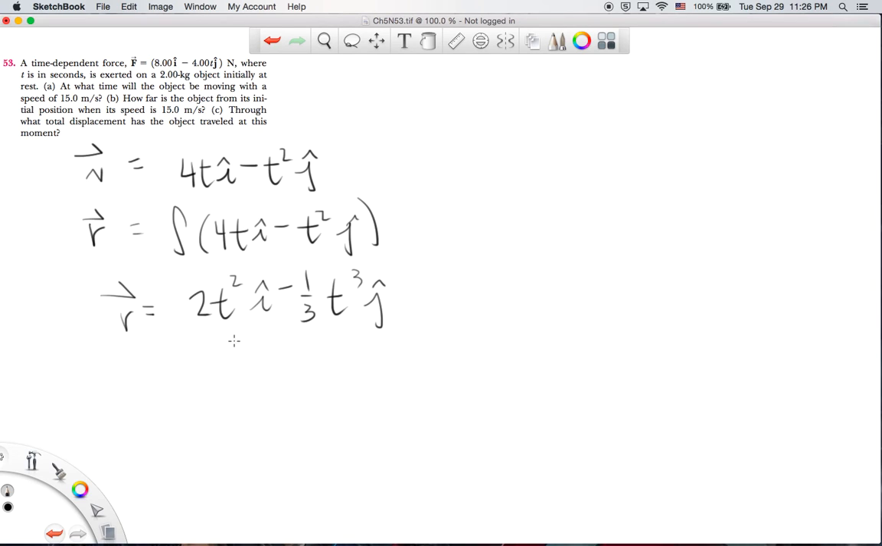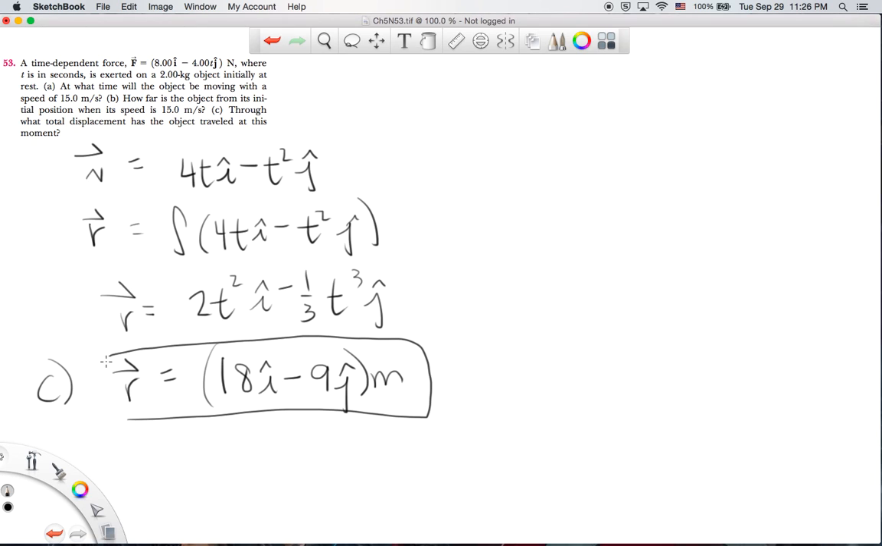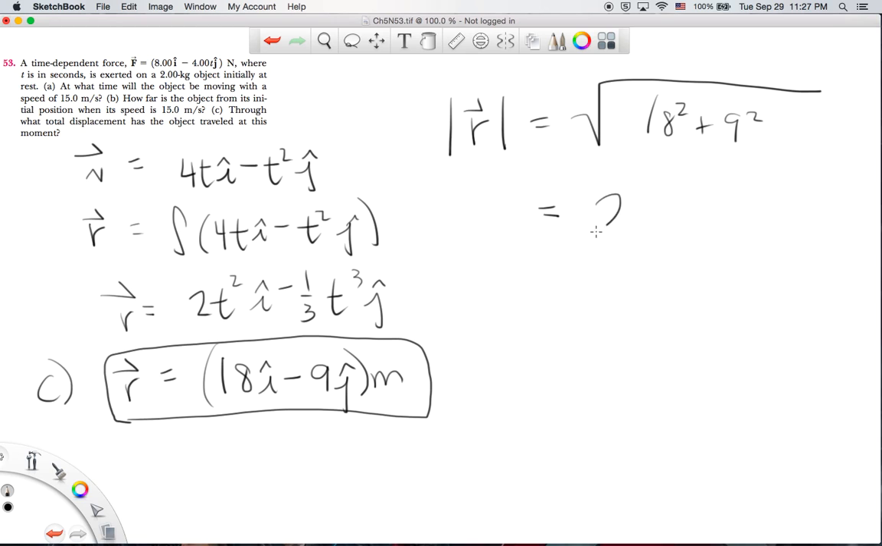So when we plug in 3 seconds for time, we get that the position vector is 18i hat minus 9j hat, and this is meters. So this is part C. And we did part C first because part B asks how far the object is. So that's just the magnitude of the position vector, which equals the square root of 18 squared plus 9 squared, and that is approximately 20.1 meters. And that's part B. So that is number 53 on chapter 5.